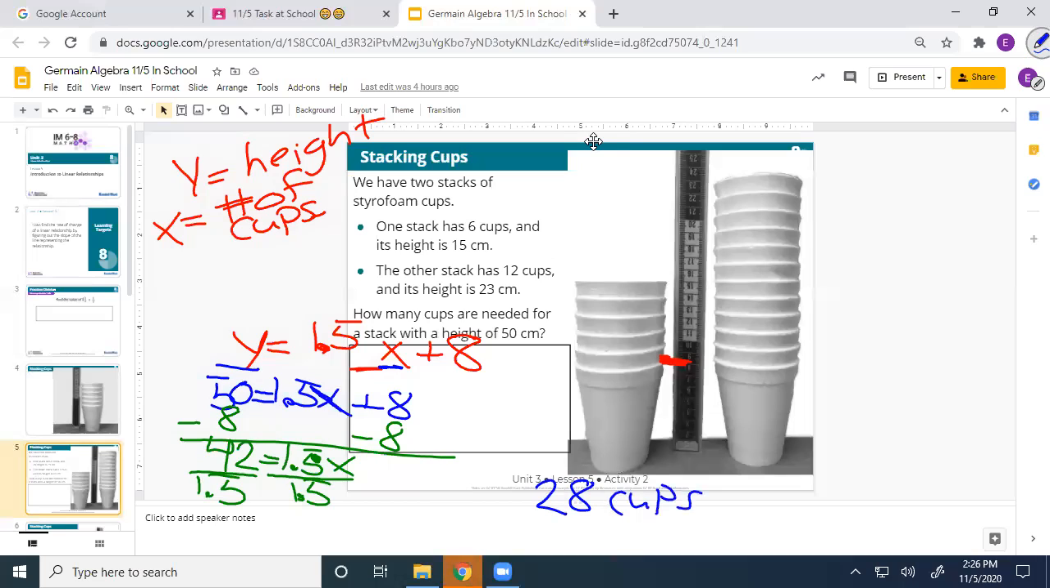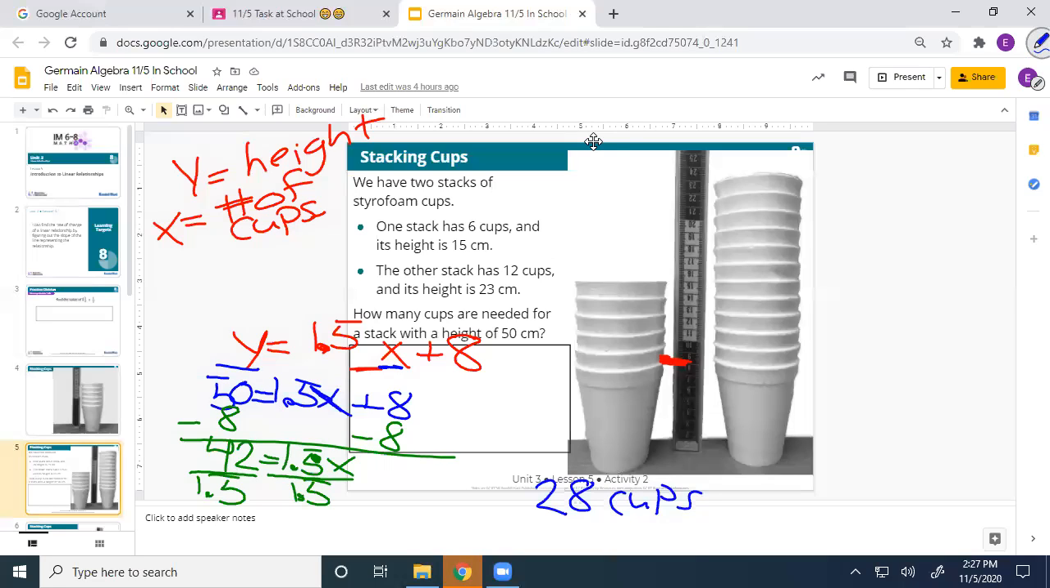Okay, so listen and watch. I have to stack 28 cups that add that 0.5 every time. So how many cups am I really going to have on my total pile? Because I have the original cup that has the 8 centimeters, and then to that I need to add 28 more cups. So how many cups do I have total in my column? How many, Melina?